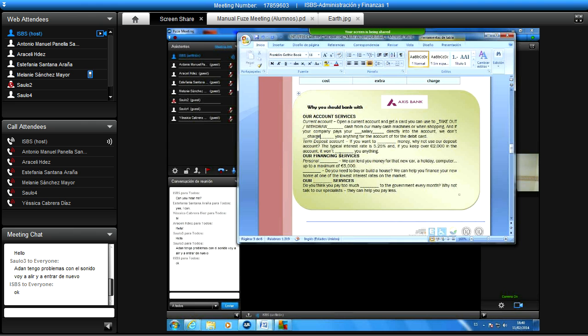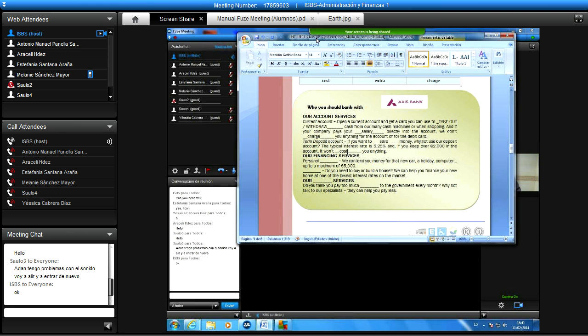Okay. So if you want to save money, good. Why not use our deposit account? The typical interest rate is 5.25%, and if you keep over 2,000 euros in the account, it won't cost you anything. So this is the account services.